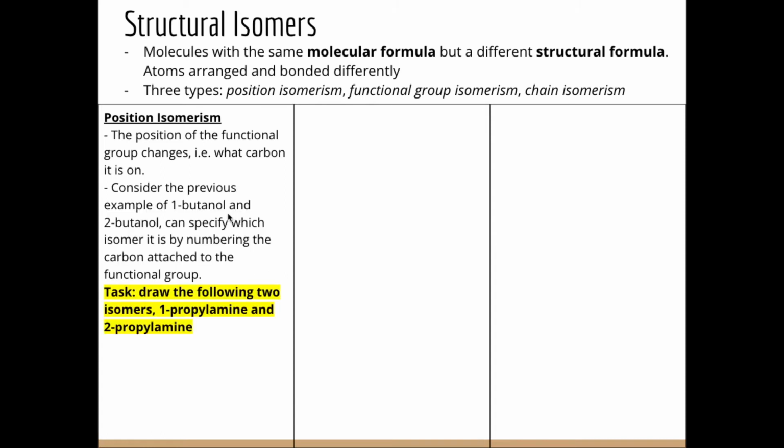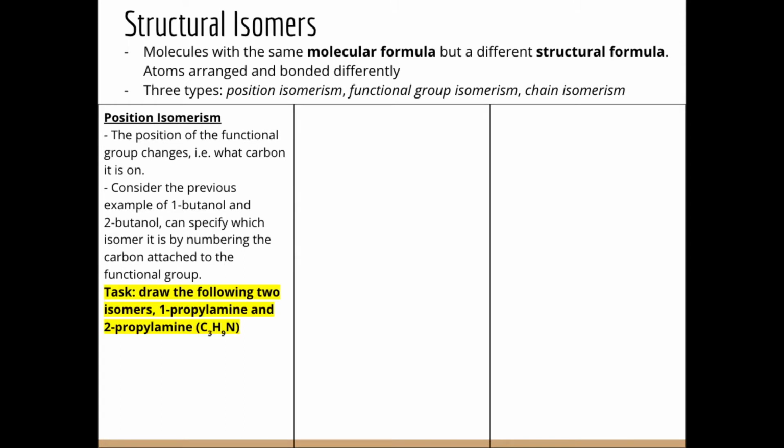We can name these similarly to how we named the branch chains in the previous lesson. You just put a number that dictates which carbon it's on when you number your carbon chain. But we've got to remember the rule from last time that we always want to have the smallest number when we're numbering these.